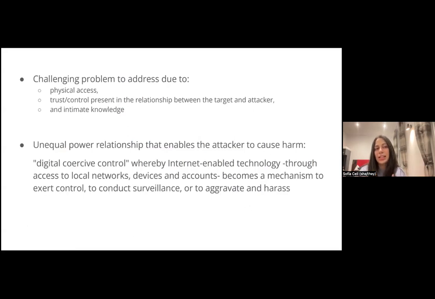And we realize again that this abuser, as I said, has intimate access to the victim, but also that there exists an unequal power relationship that enables the attacker to cause this harm to the victim. And here we realize that it's not only about physical coercive control, but now there also exists a digital coercive control.